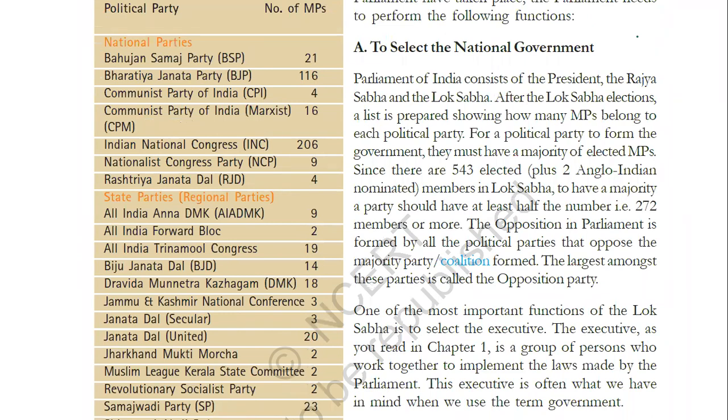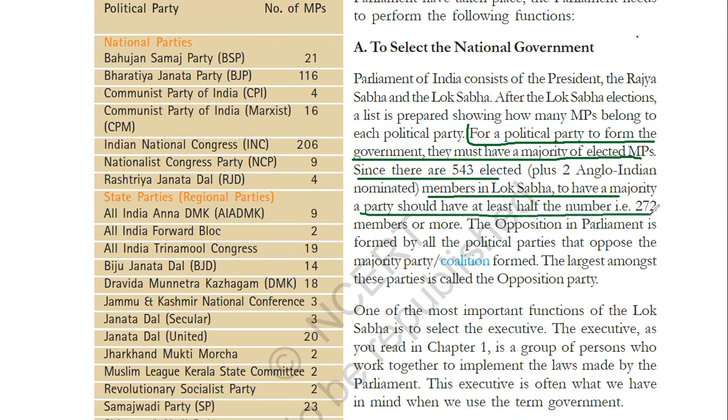Then for the next point, we will go to page number 36. For a political party to form the government, they must have a majority of elected MPs. Since there are 543 elected members in the Lok Sabha, to have a majority, a party should have at least half the number, that is 272 members or more. This would be your point number 3.